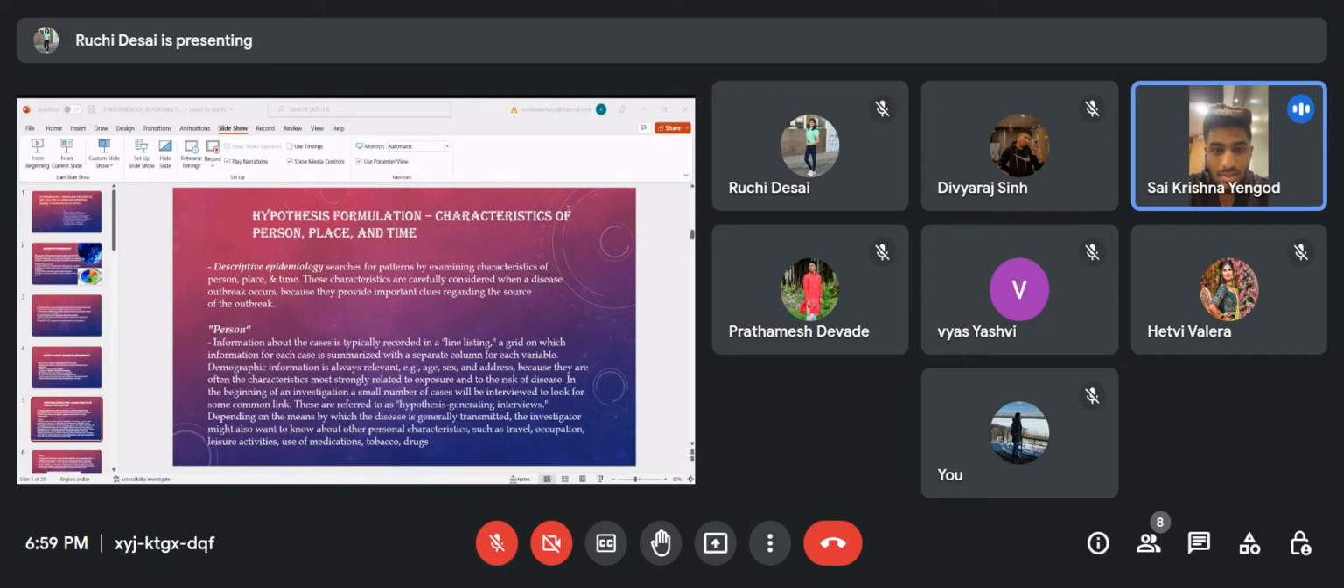Person. Information about the cases is typically recorded in a line listing, a table in which information for each case is summarized with a separate column for each variable. Demographic information is always relevant, for example age, sex, and address, because they are the beginning of an investigation. A small number of cases will be interviewed to look for some common links. They are referred to as hypothesis generating interviews. Depending on the means by which the disease is generally transmitted, the investigator might also want to know about other personal characteristics, such as travel, occupation, leisure activities, use of medications, tobacco, and drugs.